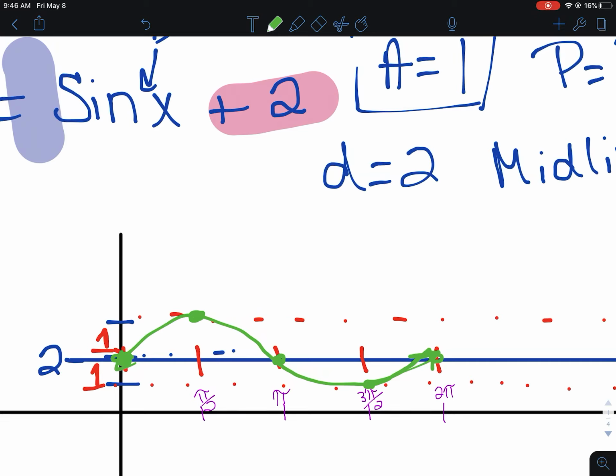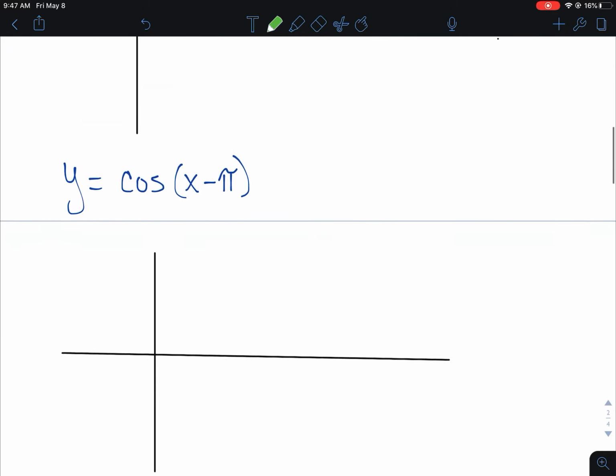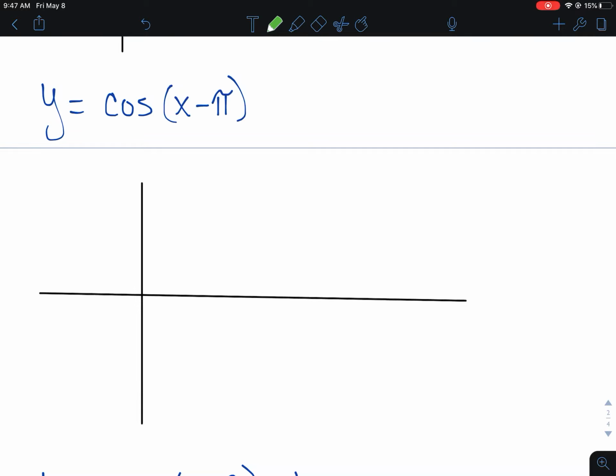And there's my sine function that has a vertical displacement, or a vertical shift, up 2 spaces. Okay. So it's really that exact same sine function that we had graphed before. We're just bumping it up 2 spaces. All right. Let's try another.